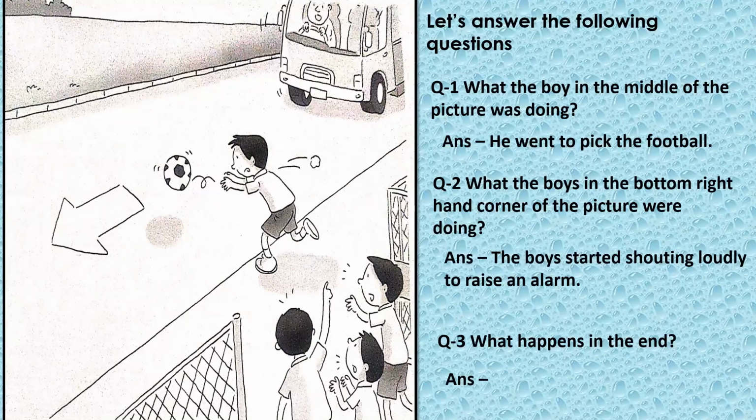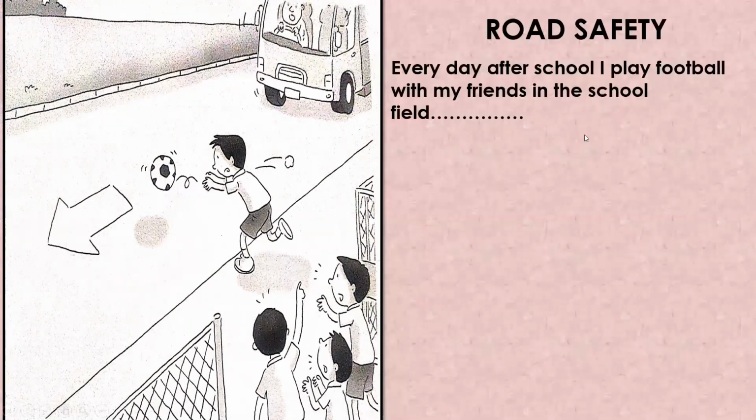All right. So children, the first and the foremost thing is we will give the title to the story. The title of the story is Road Safety. Okay. So let's come along, read with me how the story has been composed. Every day after school, I play football with my friends in the school field. All right. So this is a sentence starter for you. Now we can build the story.